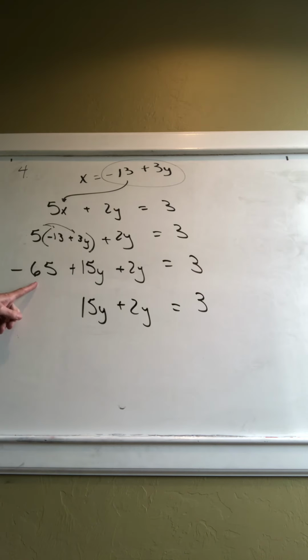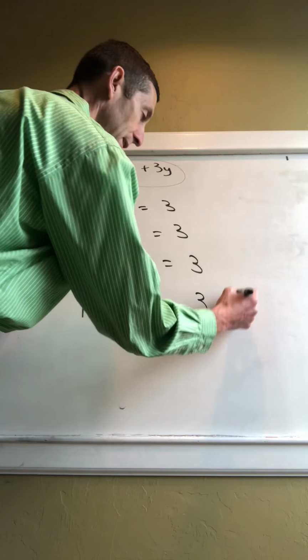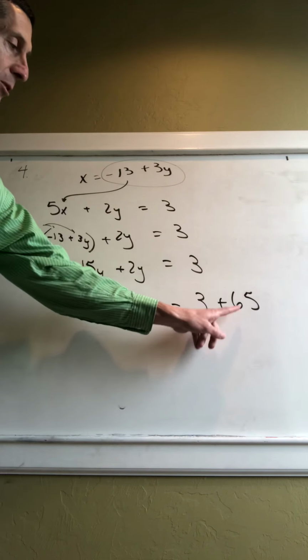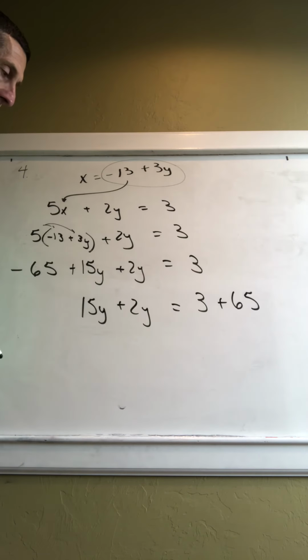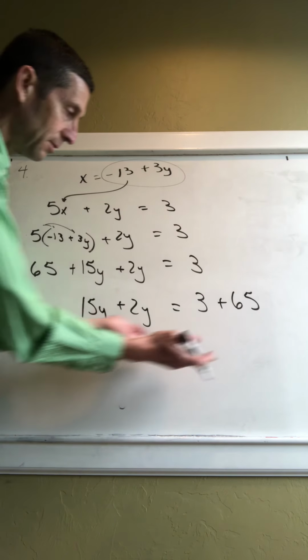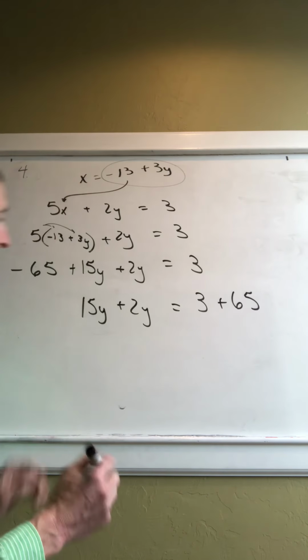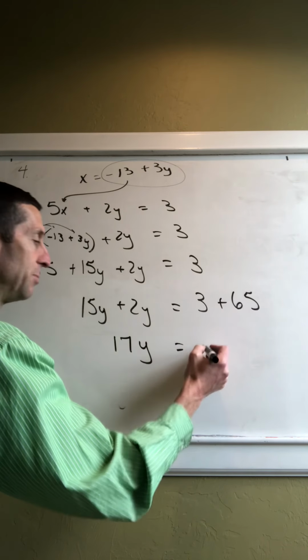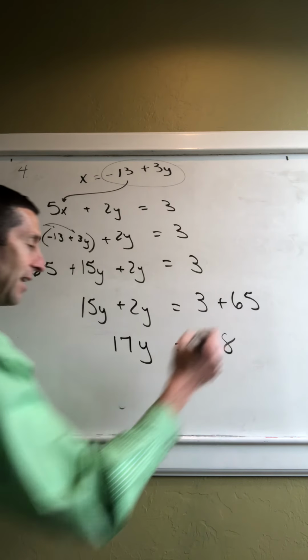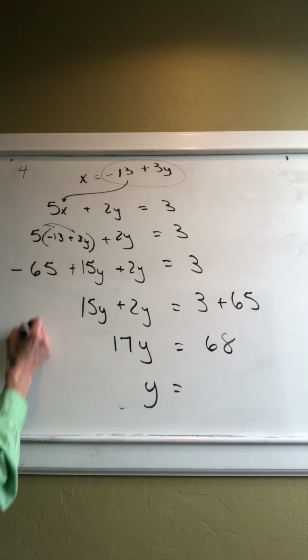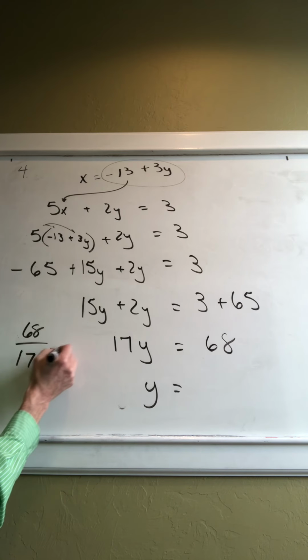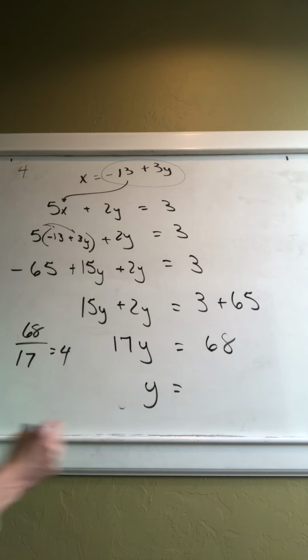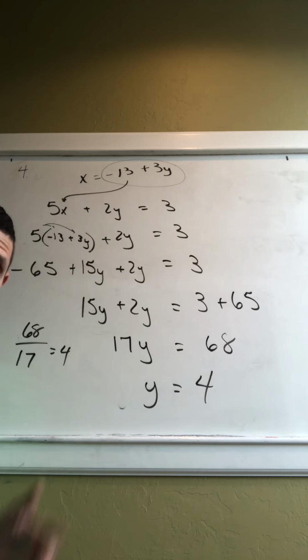And actually, the 3's good. The only problem is this negative 65. We've got to get over here with the 3. So grab that negative 65, but on this side, we're going to add it and make it positive 65. So now like terms are together. Let's add them up. 15 plus 2 is 17y. 3 plus 65, that's 68. And I'm pretty sure 68 divided by 17 goes in there 4 times. So y is equal to 4.